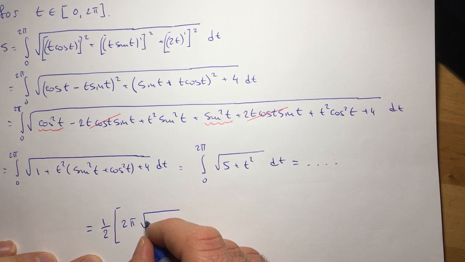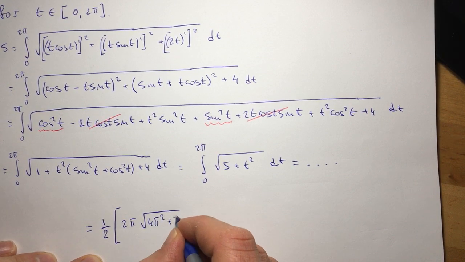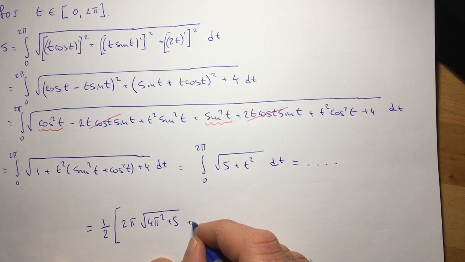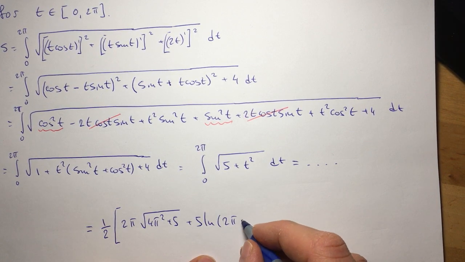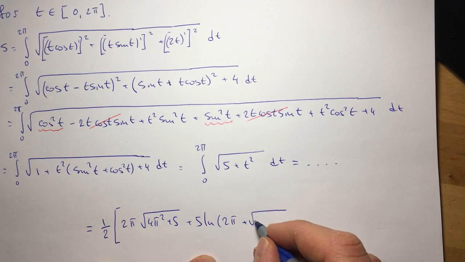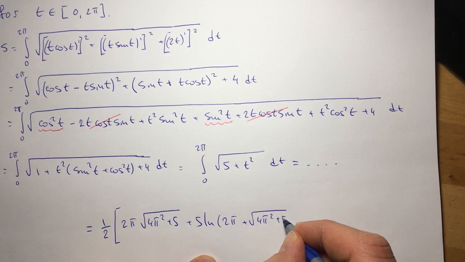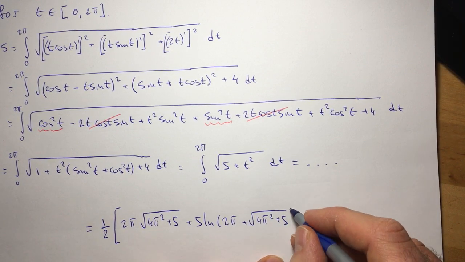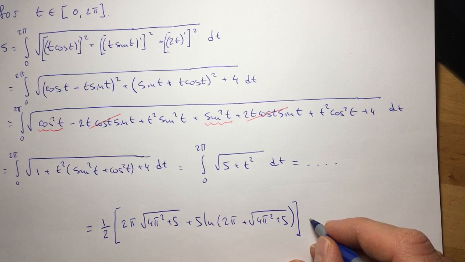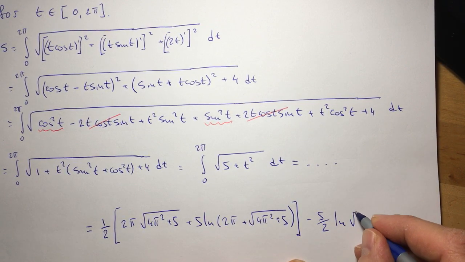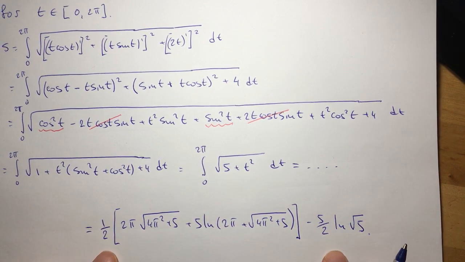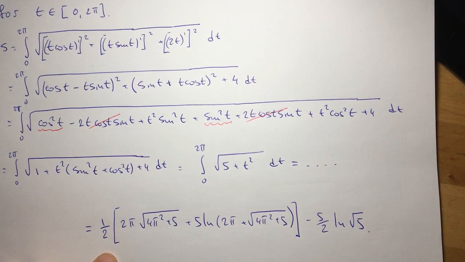2 pi square root of 4 pi squared plus 5 ln of 2 pi plus square root of 4 pi squared plus 5 minus pi over 2 ln of square root of 5. So this is the answer to this definite integral.